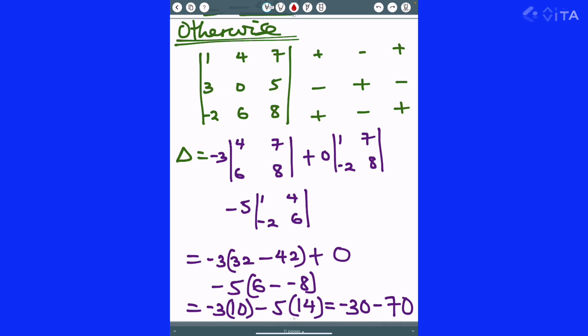Okay, let's now check our calculation. 4 times 8, 32. 6 times 7, 42. 32 minus 42, minus 10. That's where the mistake is. 32 minus 42 is minus 10. This should be minus 10. So that's plus 30. Plus 30 minus 17 gives me minus 40.